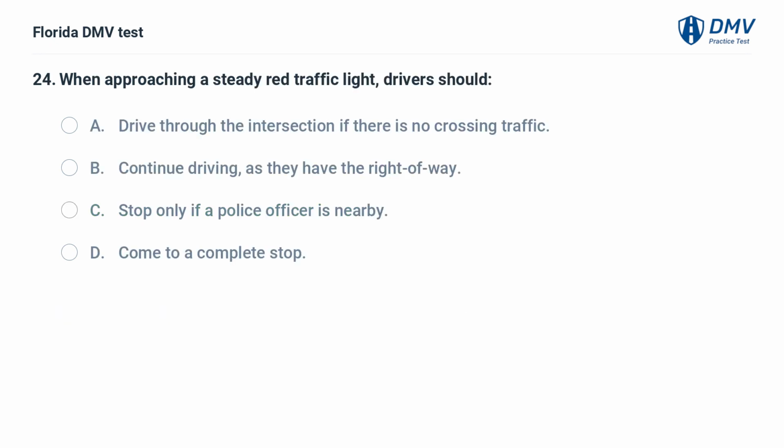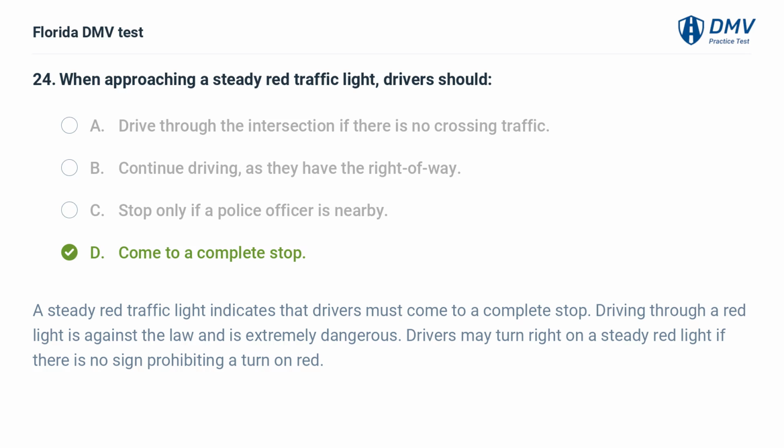When approaching a steady red traffic light, drivers should A. drive through the intersection if there is no crossing traffic. B. Continue driving, as they have the right of way. C. Stop only if a police officer is nearby. D. Come to a complete stop.